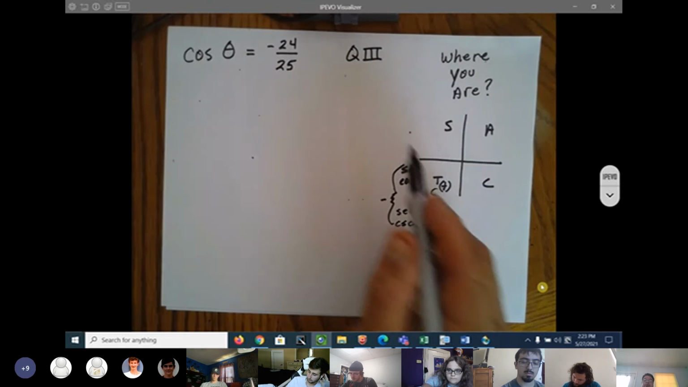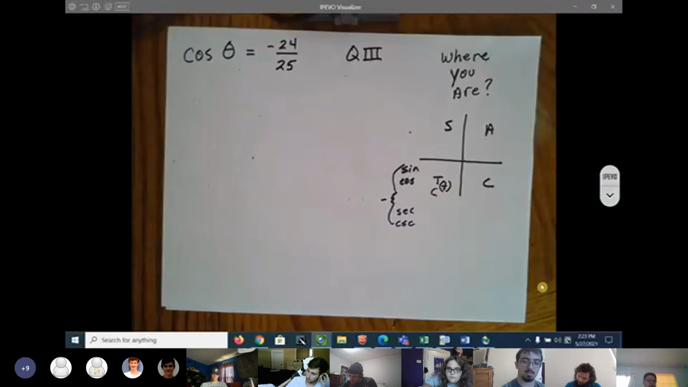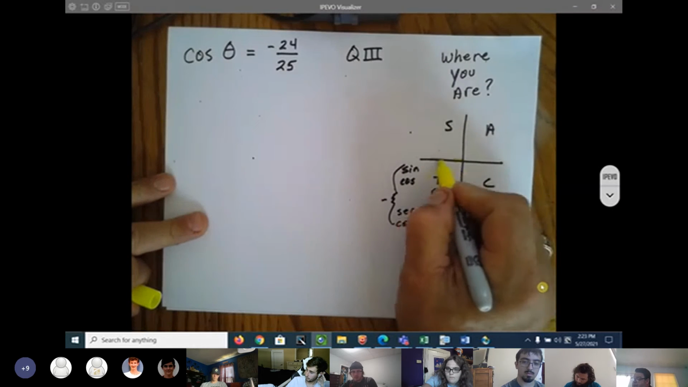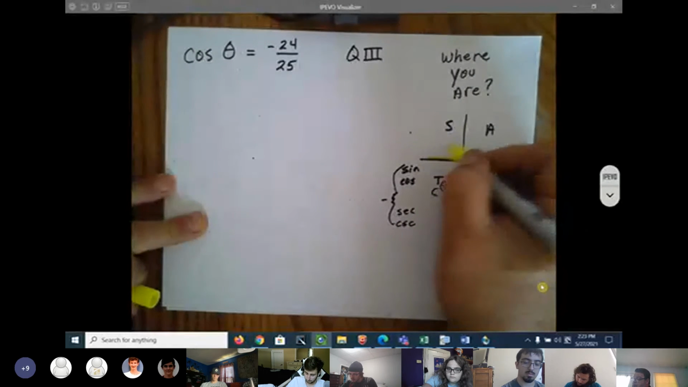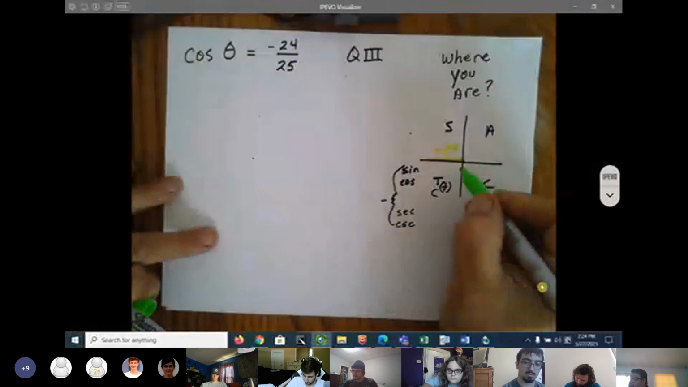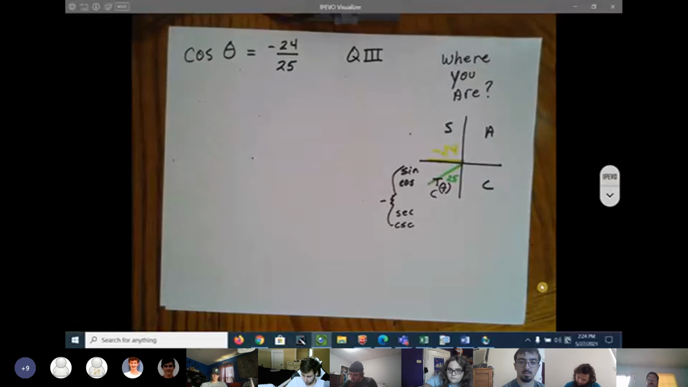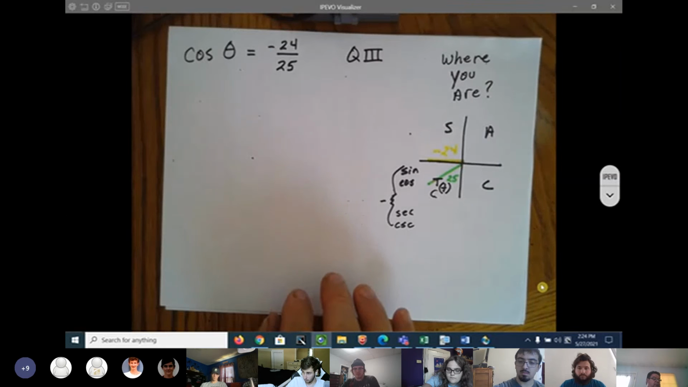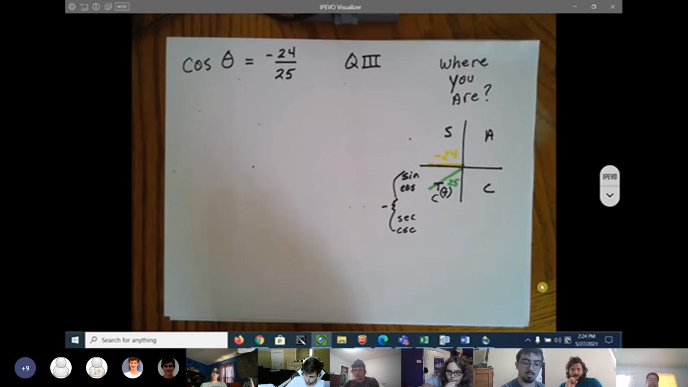So I'm going to draw this negative 24 over 25. I'm going to take two colors. And I'm going to put my negative 24 right here, and I'm going to put my 25 right here. Well, how did I know to do that? Somebody tell me how I knew to put the negative 24 right there and the 25 right there.